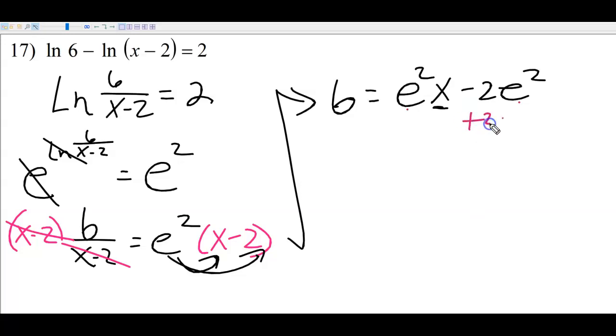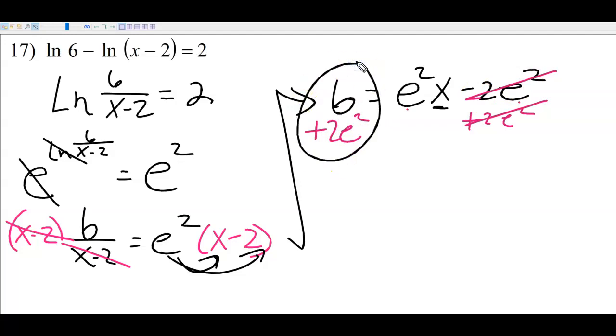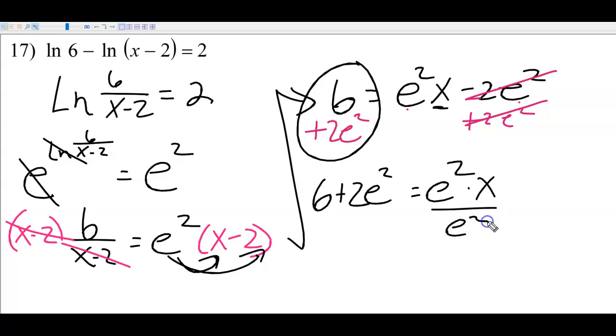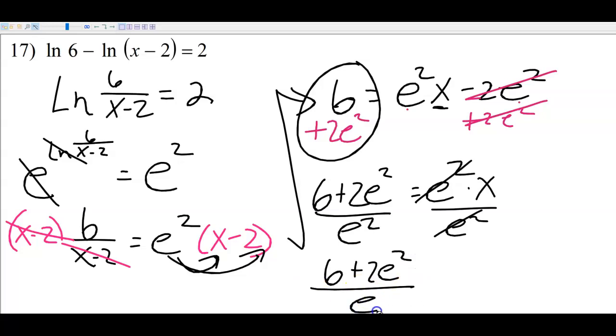So the first thing we would do is add the 2e squared on both sides. So that cancels there. Now notice these aren't like terms, so to speak. We can't actually combine them in any meaningful way. So we're just going to put them next to each other like this. And the next thing we need to do to get x by itself is divide both sides by e squared so that that cancels. And so there's our final answer: 6 plus 2e squared over e squared.